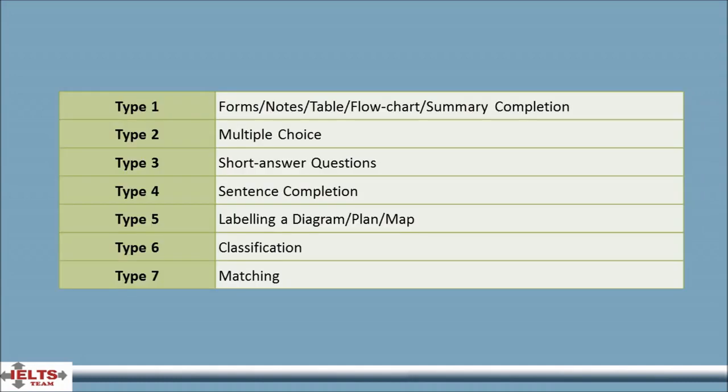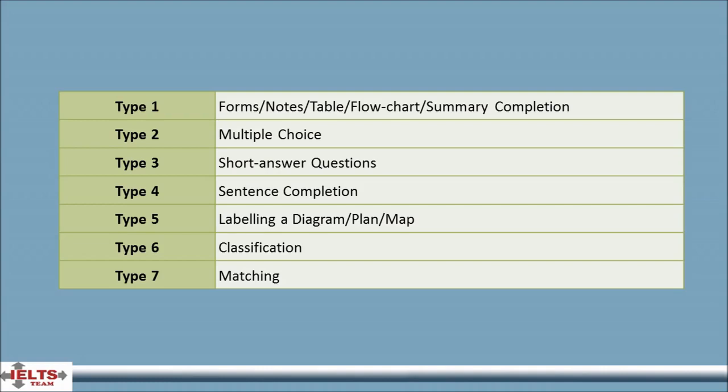A variety of task types is used in IELTS listening, with each of them more suitable for testing particular language skills. The 7 principal task types are: Type 1, form, notes, table, flowchart, or summary completion. Type 2, multiple choice questions. Type 3, short answer questions. Type 4, sentence completion. Type 5, labeling a diagram, plan, or map. Type 6, classification. And Type 7, matching.